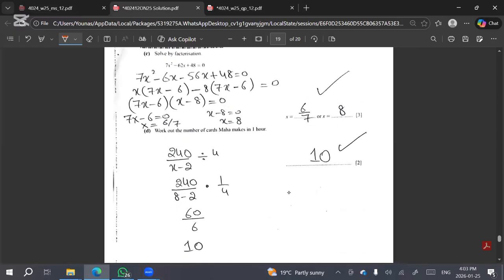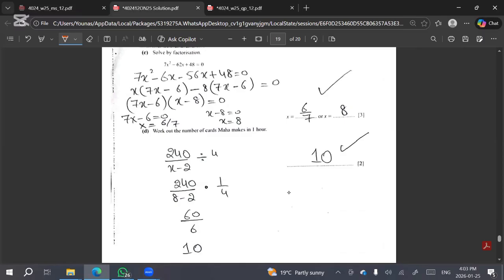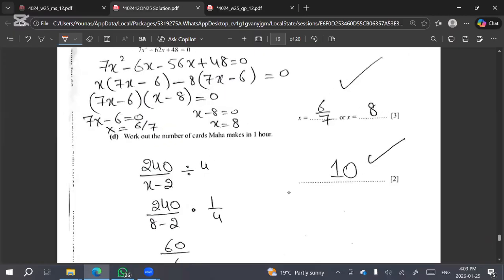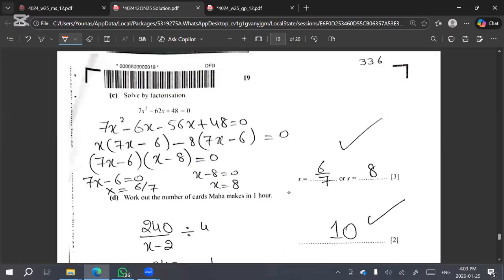So it will be 7. You can do the middle term breaking. Its factors are minus 6 and minus 56X. So you will have 7X square minus 6X minus 56X plus 48 equals 0.